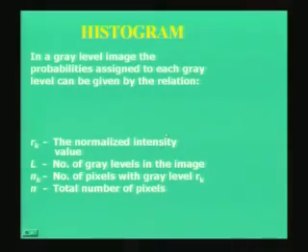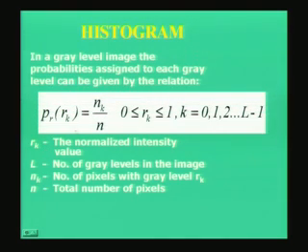So, as you can see here, n k is the number of pixels with gray level value r k, and of course, small n is the total number of pixels. So, the summation of all these n k will be n, the total number of pixels in the entire image. If I have understood these 4 variables, this is the expression of what we mean by the probabilities assigned to each gray level value. P R of r k is given by n k by n.